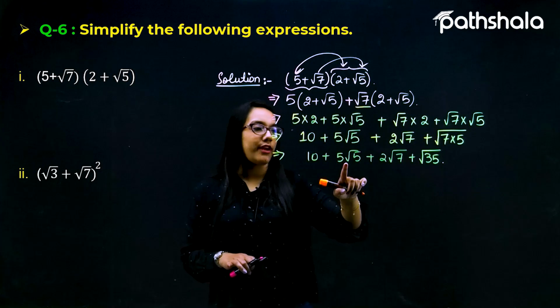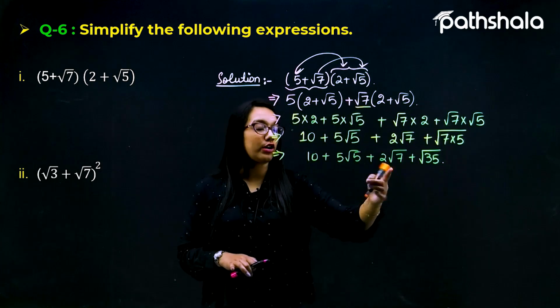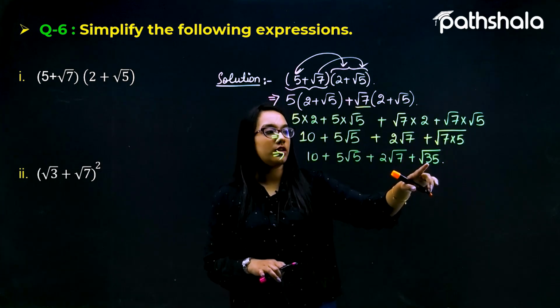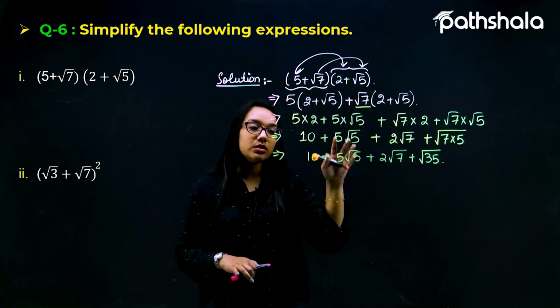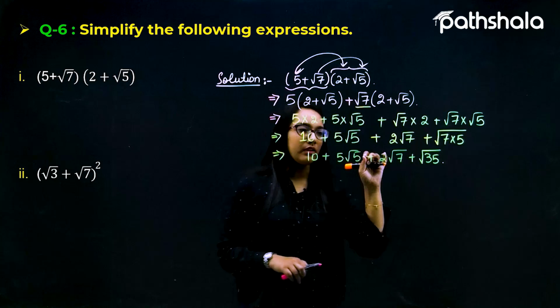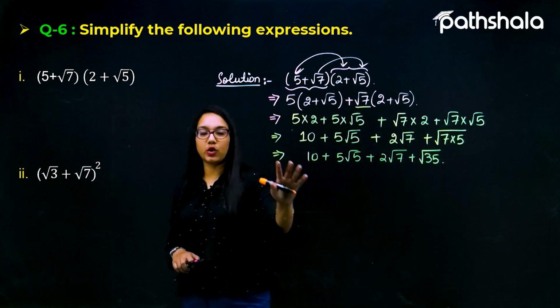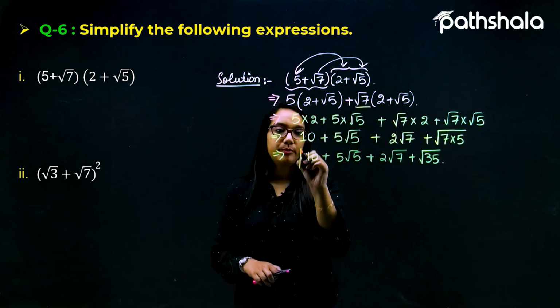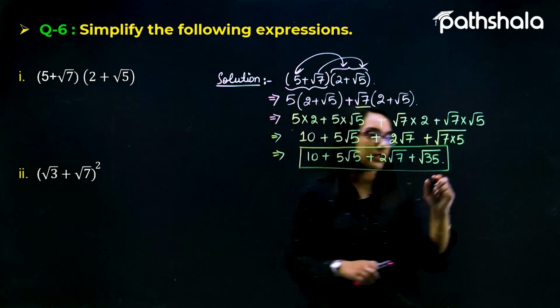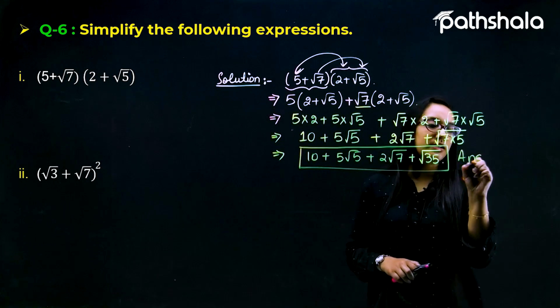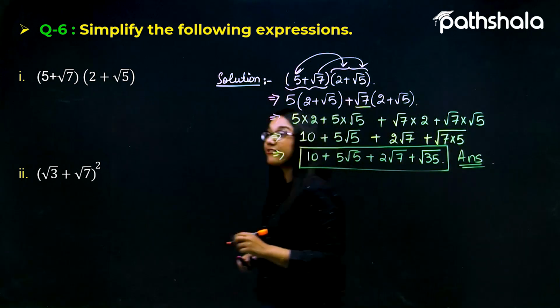Similarly, we cannot add 5 root 5 and root 35, and we cannot add 2 root 7 plus root 35, because they are not like rational numbers. So this is nothing but our final result. So this is the solution set. Let us put it in a rectangle. So this is nothing but my answer for the very first question, for the very first part.